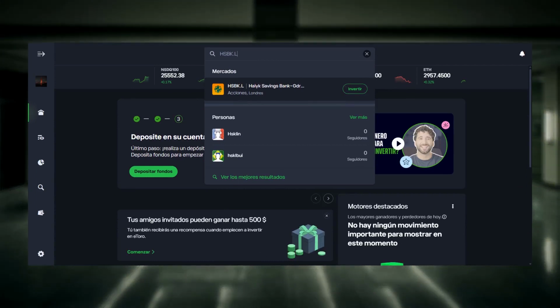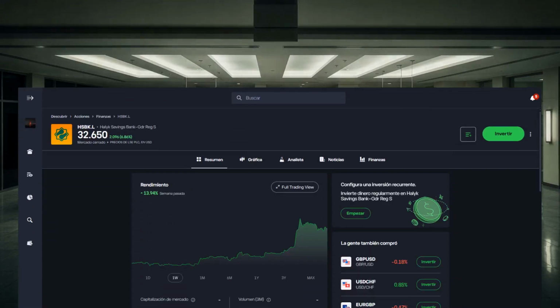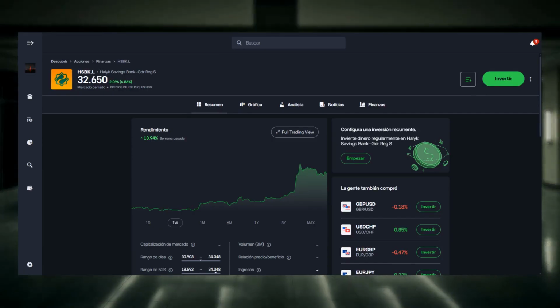HSBK.L and locate the Halyk Savings Bank-Gdr Reg S listing. Confirm the listing name and market to ensure it is the correct asset. On the asset page, review the company summary and the price chart to confirm you have selected Halyk Savings Bank-Gdr Reg S, ticker HSBK.L. Check basic details like market and listing to avoid the wrong security.